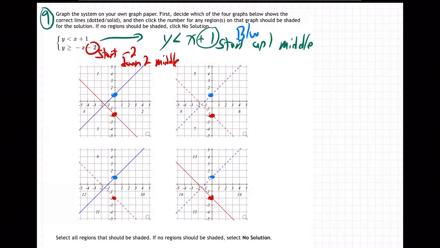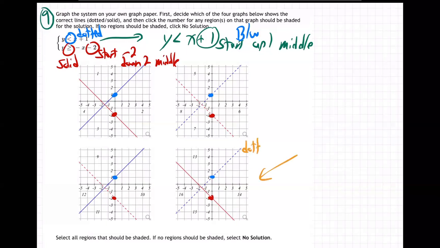Okay, so how do we know which graph is right? Well, the blue one has got no solid bar, so that's going to be dotted. Dotted on the blue, solid on the red, right? Because the red has the solid bar, so it's going to be a solid line. And the blue does not have a solid bar, so it's not a solid line, it's dotted. So blue dotted, red solid. Which one is blue dotted, red solid? That's going to be here.